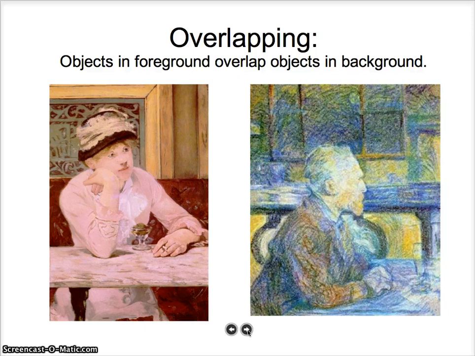Overlapping is another means by which you can portray three-dimensional space. You simply put objects in front of one another, and the ones in the very back seem to be further back in the distance, and the ones further forward are in the foreground. So it's a simple way to show shape. You don't even have to use value in modeling. It will still work if these are as flat as pancakes.